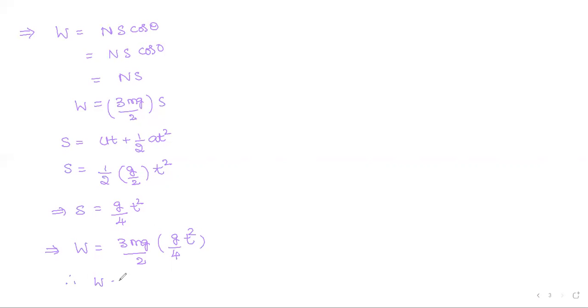So look at here. Therefore, the final answer you are getting, W is equal to 3 mg into g square t square by 4 into 2, that is 8. So you are getting the answer 3 by 8 m into g square t square. This is the answer. I think all of you understood how to calculate this work done.